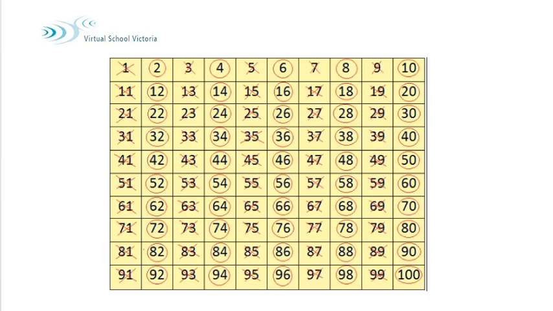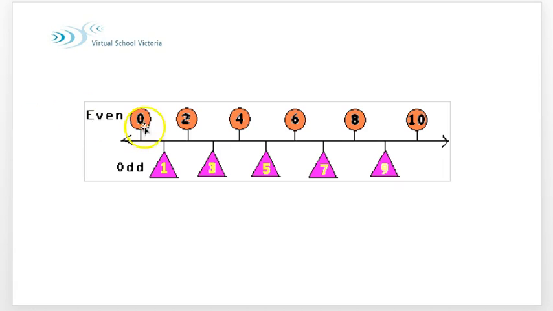Here are our odd and even numbers. And I'm sure you'll be able to find the pattern. Most people would say that numbers that end in 1, 3, 5, 7 and 9 will be odd, and numbers that end in 0, 2, 4, 6, 8 will be even.